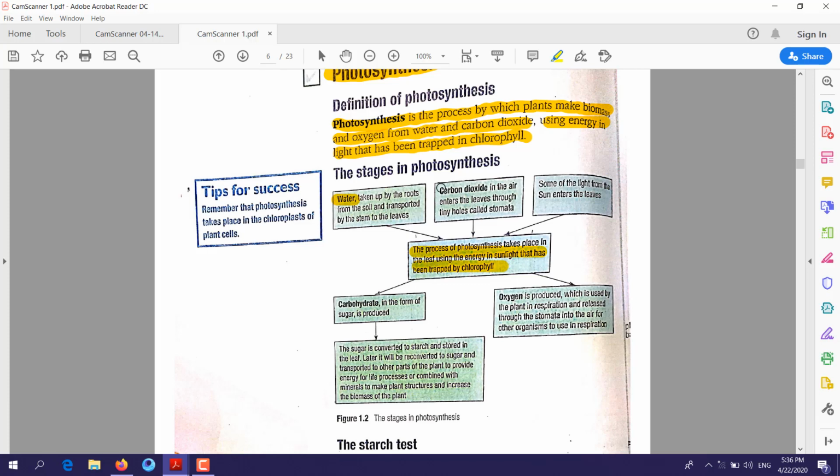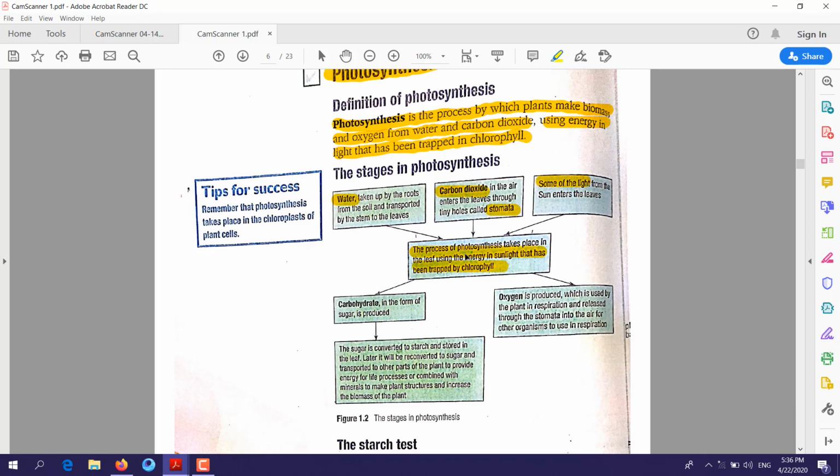Another requirement is carbon dioxide. For the plant to go through photosynthesis, it needs carbon dioxide. Carbon dioxide is taken from the atmosphere. Then this carbon dioxide enters the leaf through the tiny openings, the stomata. Then water and carbon dioxide are mixed together and react with each other with the help of sunlight.